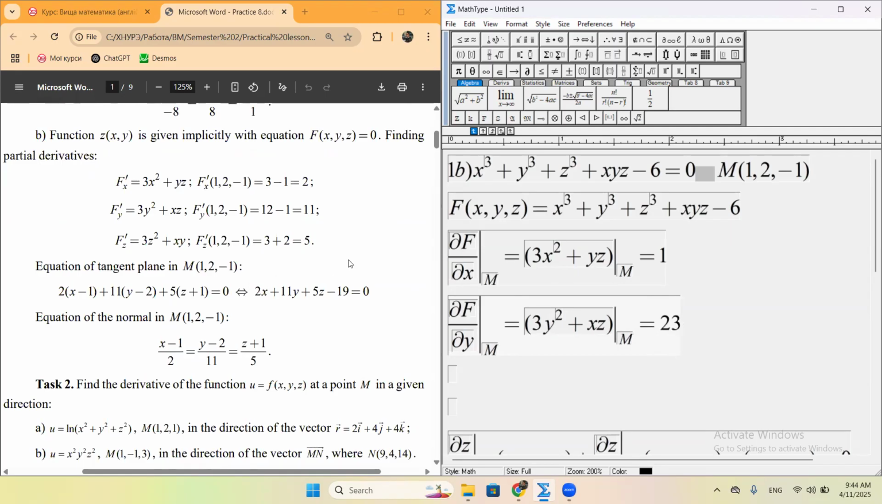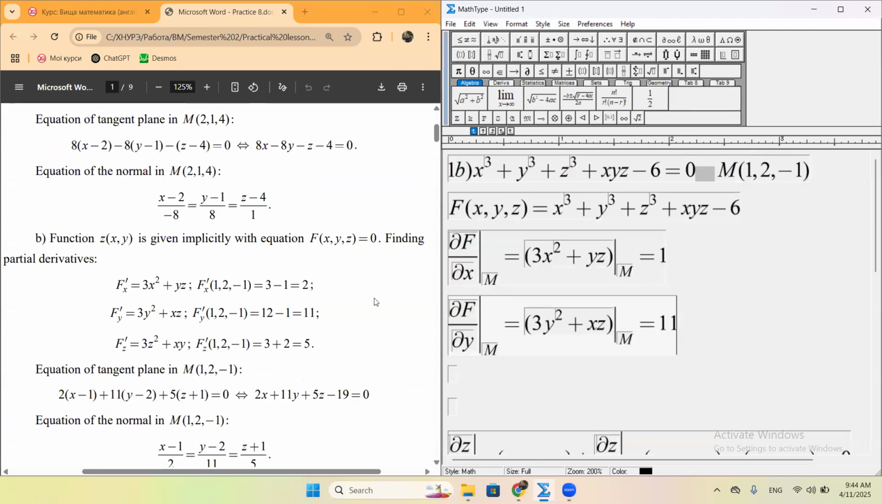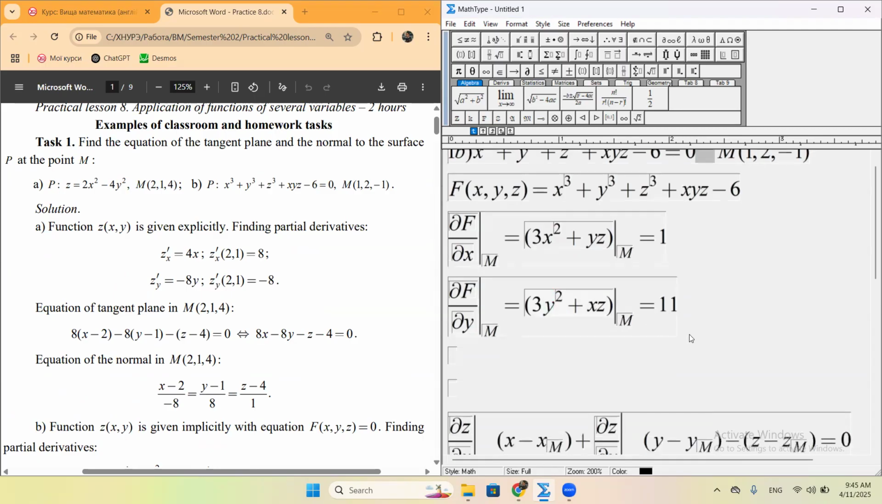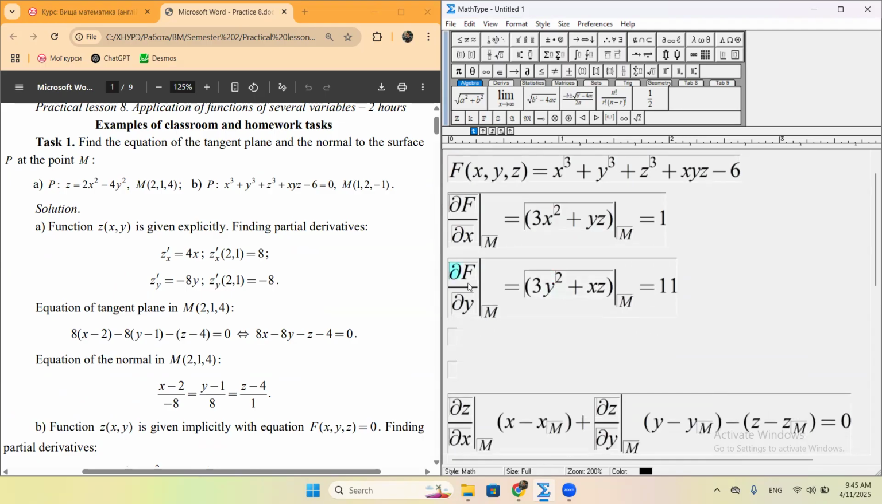Oh, stop. Yeah, it will be 11. I just confused the degree a little bit. So not cube, but square. So 12 minus 1, yeah, it will be 11.